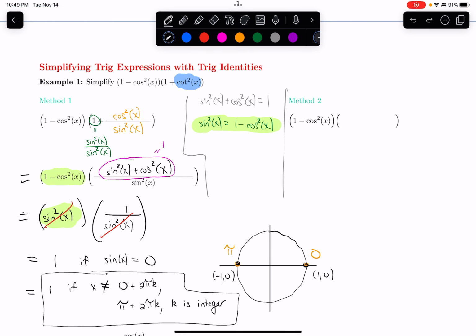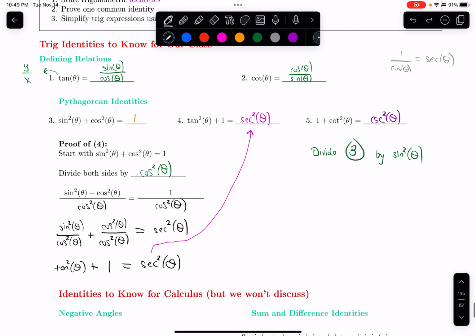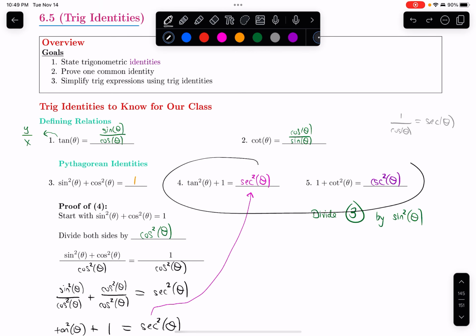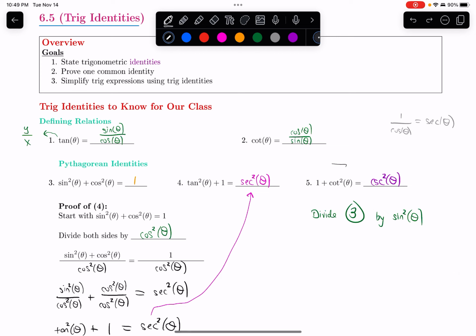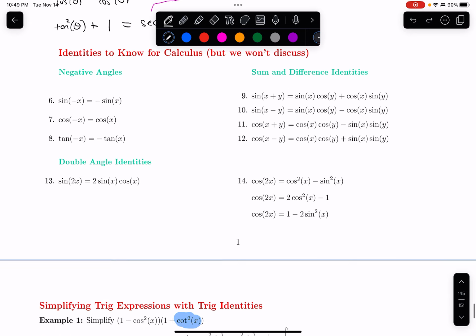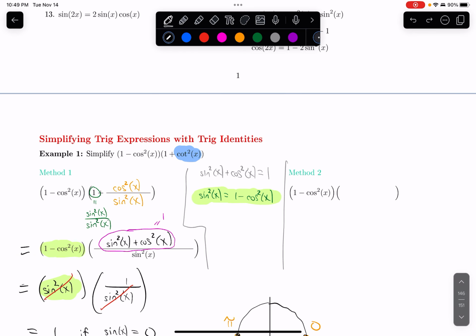I deliberately tried to do this problem first only using the identity sine squared theta plus cosine squared equals 1, because that's typically the one that's easiest to remember. But if we know our other trig identities, like these ones, I see that one of them is going to help me here. I've got 1 plus cotangent squared equals cosecant squared. Let's just use that directly. So my 1 plus cotangent squared just becomes cosecant squared.